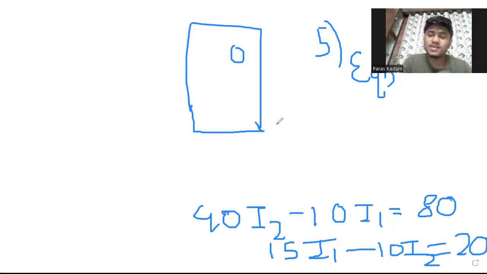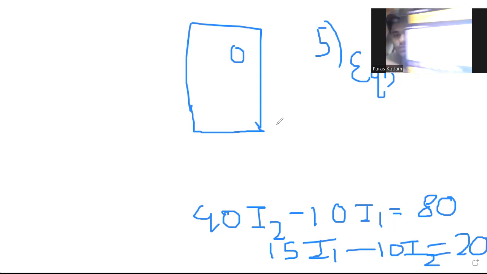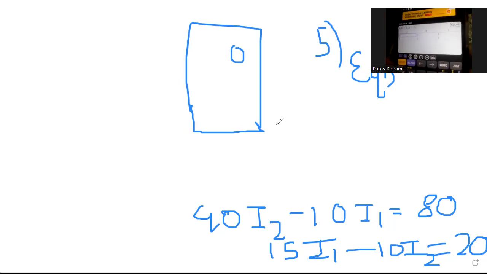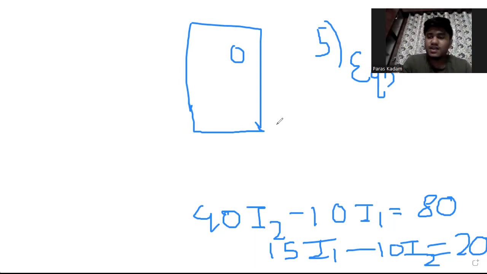How many unknowns are present in these two equations? We see that there are only two unknowns, I1 and I2. So we will click on solve system of equations with two unknowns. We will see a table with headings A, B, C. In A, we enter the value of I1, in B the value of I2, and in C we enter the constants, that is 80 and 20.